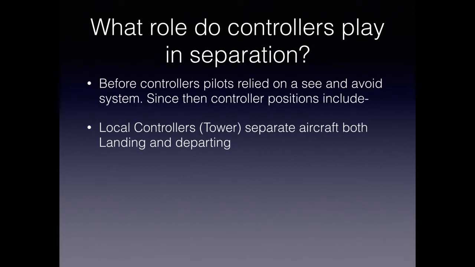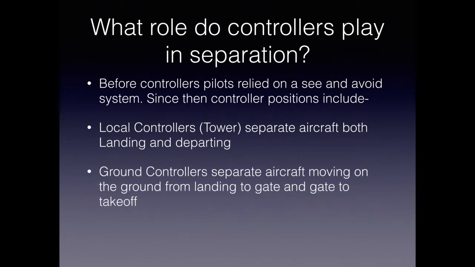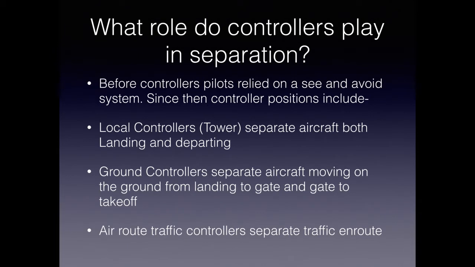Tower controllers separate aircraft, both landing and departing the airport area. Ground controllers separate aircraft moving on the ground, usually from landing to their parking gate or from their gate to takeoff. And air route traffic controllers separate traffic which are en route, and we'll see why that's so important later on.